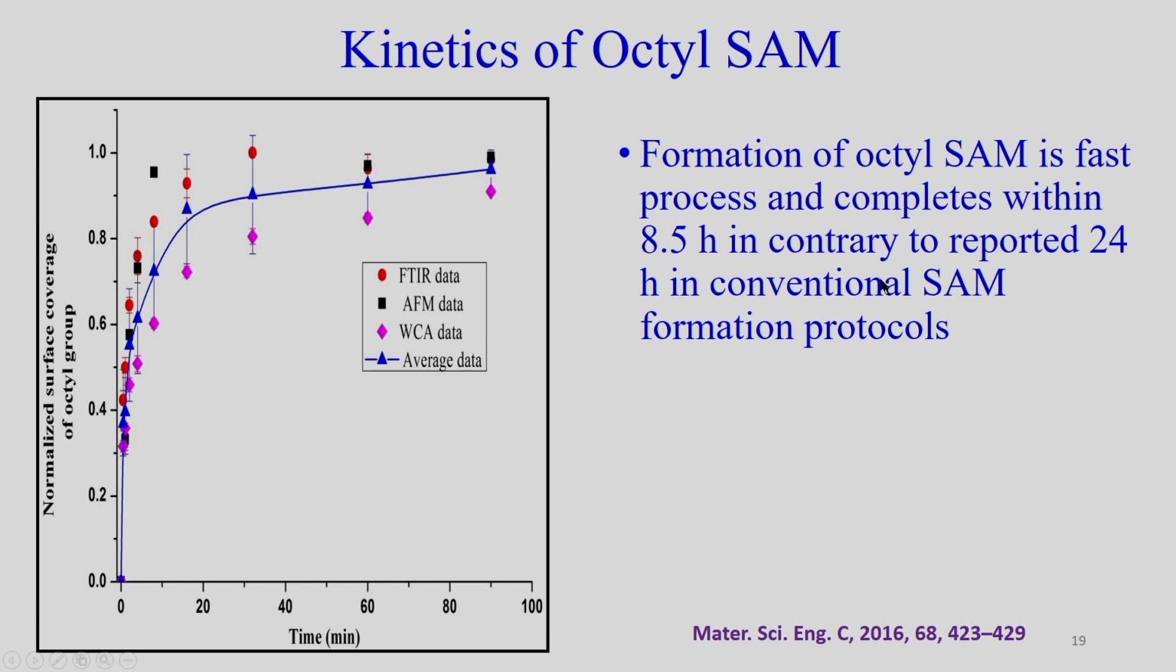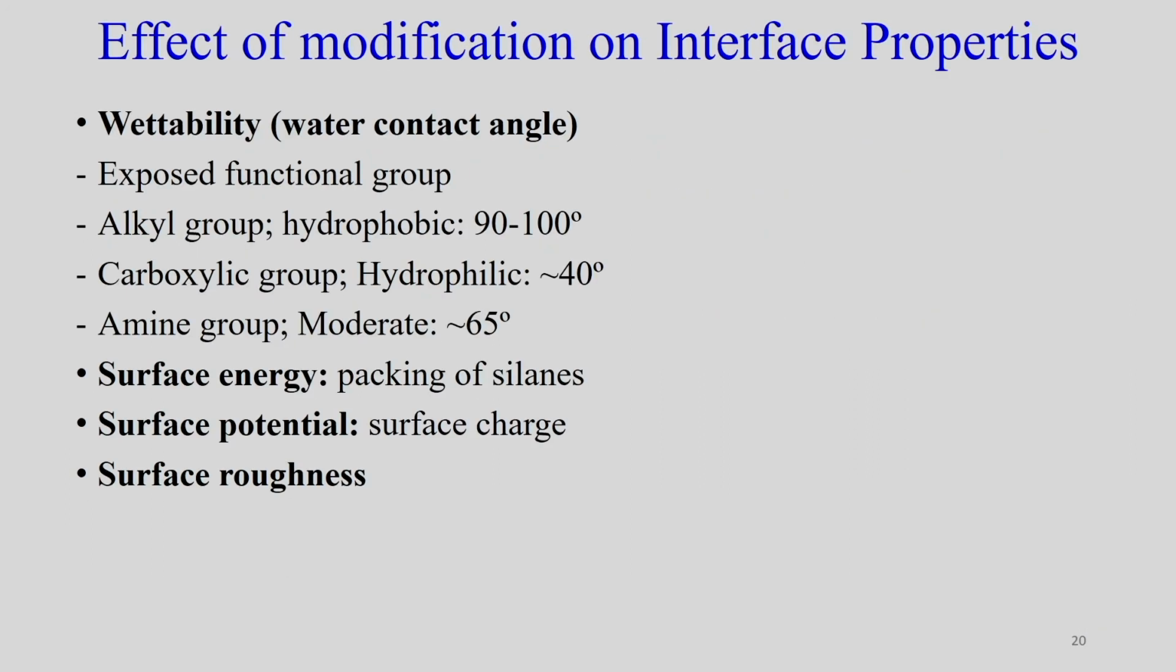And what we observed here is a fast process of attachment followed by a slow process of rearrangement. The first process completes in a few minutes, let us say 15-16 minutes, and the slow process continues up to 8.5 hours. Particularly for this case, 24 hours is not required. So, this was the formation, or you can say the kinetics, of the self assembled monolayers.